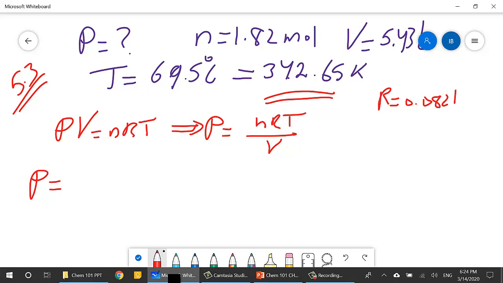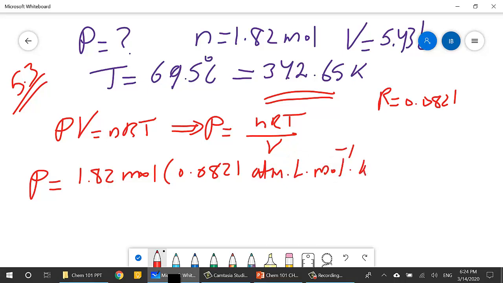So we have 1.82 mole times R, which is 0.0821. And the units of R is atmosphere liter mole minus 1 Kelvin minus 1. Times the temperature. Now, if you put 69.5 Celsius, that's not good, because the Celsius does not cancel out. You must change that into Kelvin. Remember to change that into Kelvin. So 342.65 Kelvin. We don't have to put that.